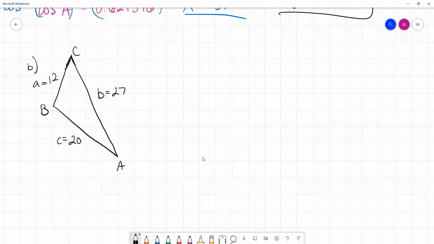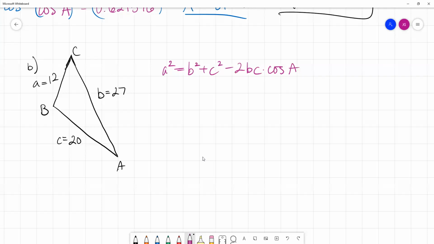Here, again, it doesn't matter what we choose first to solve for. We're looking for angles. The first thing we should do is figure out what we're looking for. So angle A, B, and C. Let's start with angle A. Since I'm looking for angle A, we're going to use the equation that has the a squared and the cosine A. So I'll write that equation down first. A squared equals b squared plus c squared minus 2bc times the cosine of A.